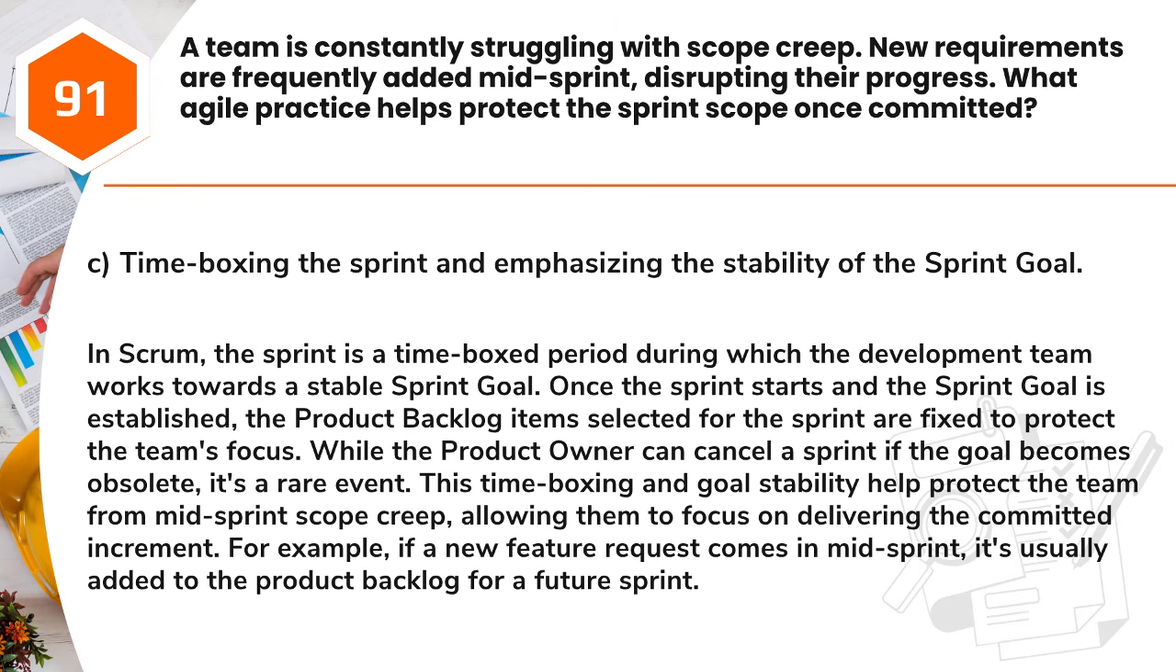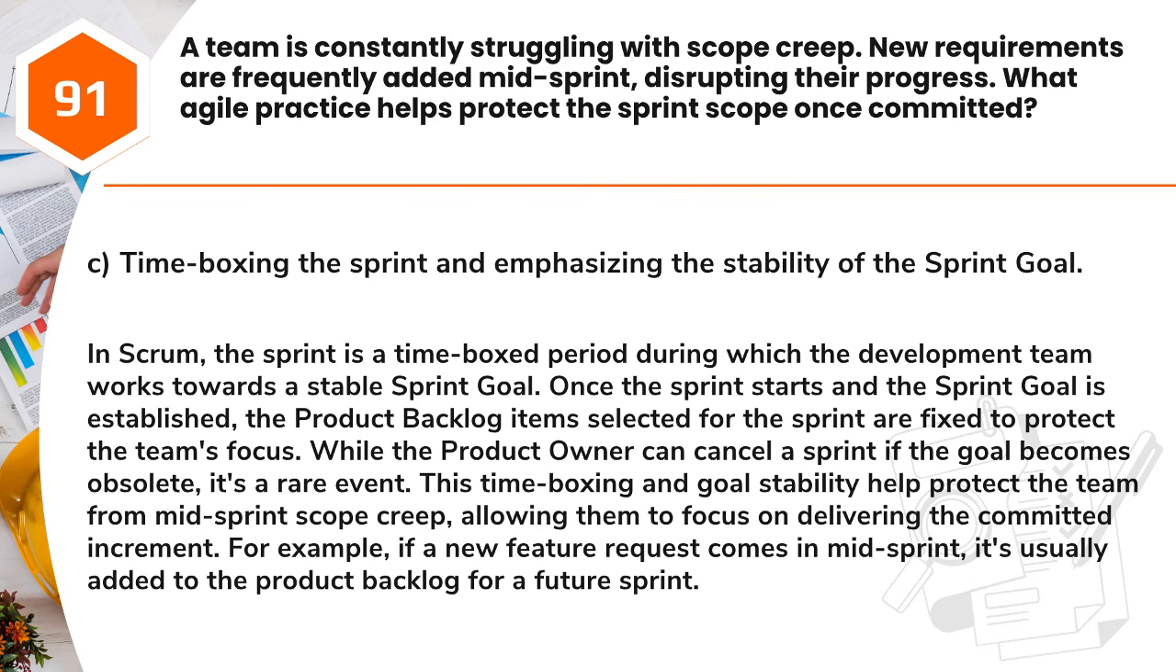Answer: C. Timeboxing the sprint and emphasizing the stability of the sprint goal. In Scrum, the sprint is a time-boxed period during which the development team works towards a stable sprint goal. Once the sprint starts and the sprint goal is established, the product backlog items selected for the sprint are fixed to protect the team's focus.